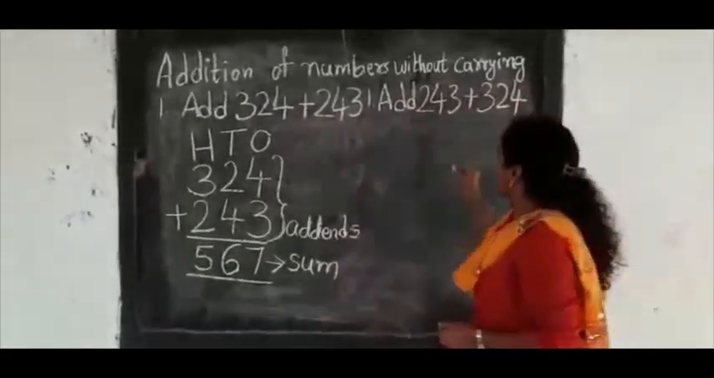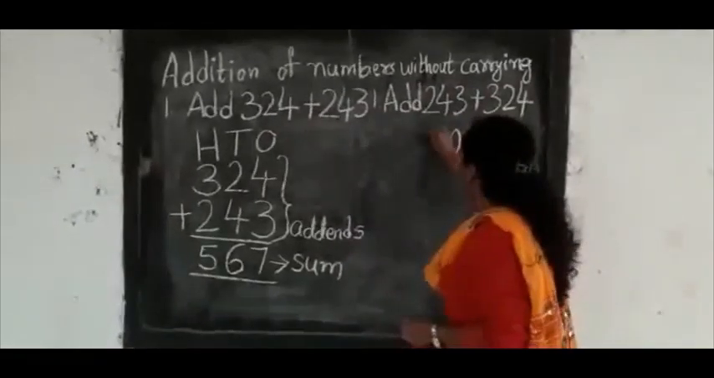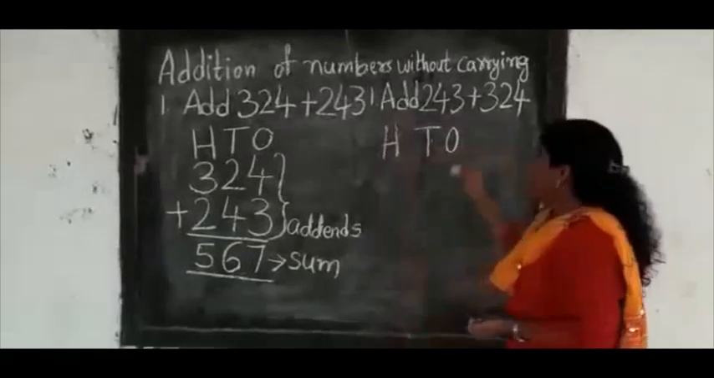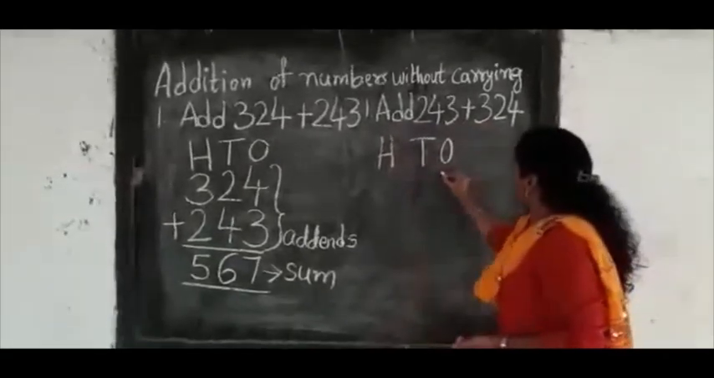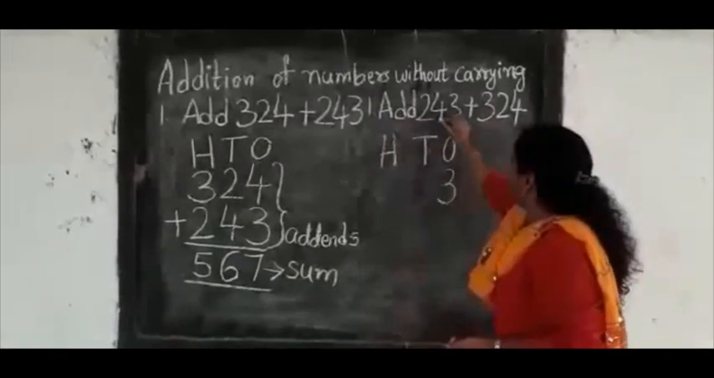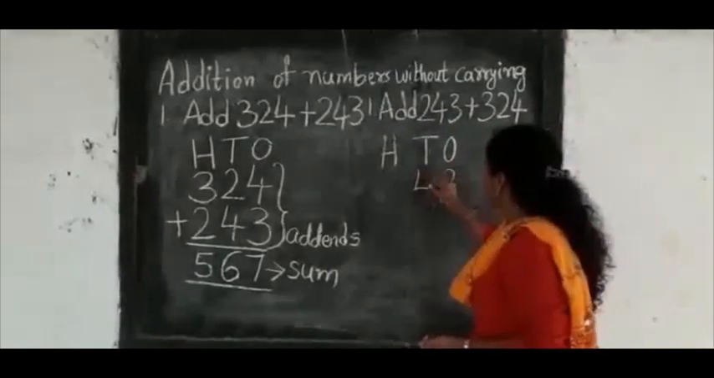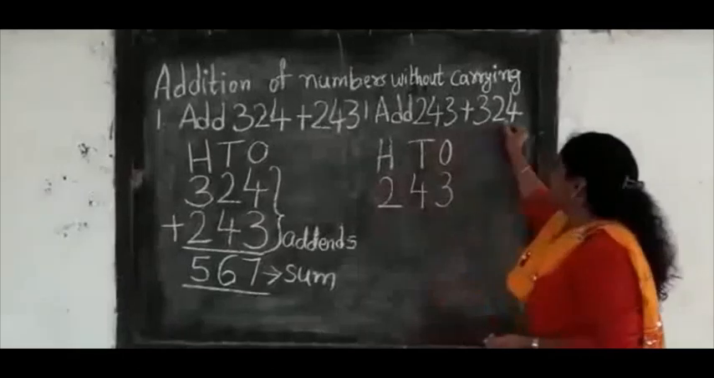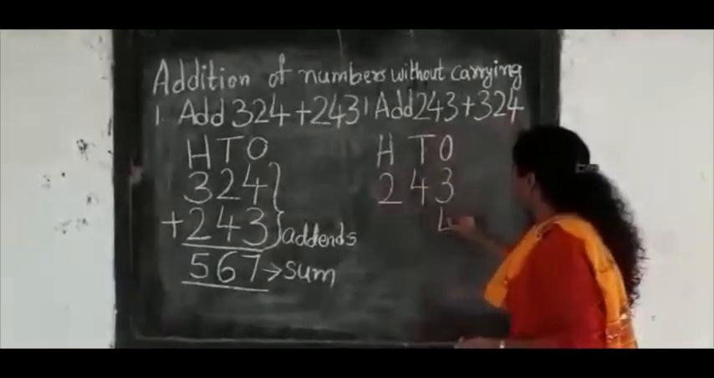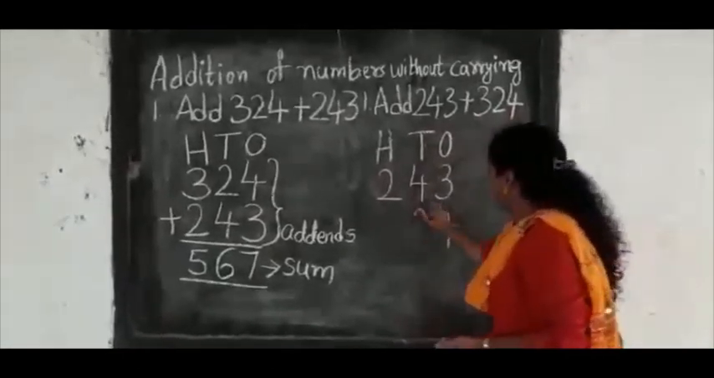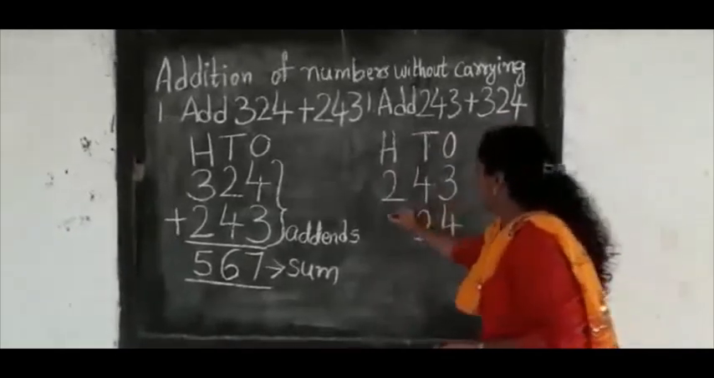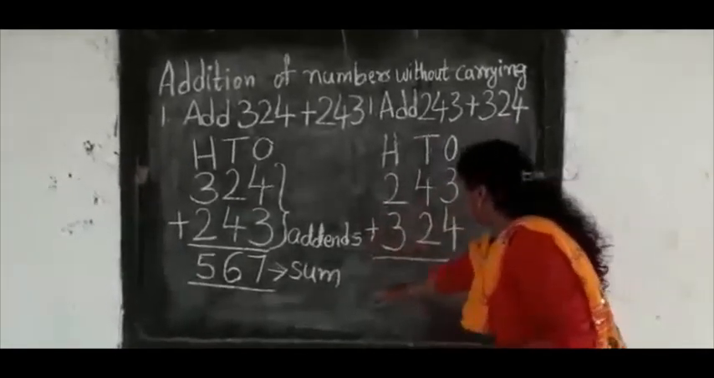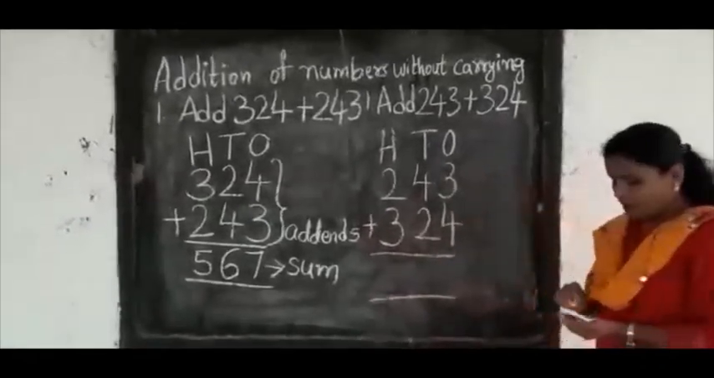Now arrange these numbers in their places. Ones, tens, hundreds. Here 3 comes in ones place, 4 comes in tens place, 2 comes in hundreds place. 3, 2, 4, right? 4 in ones place, 2 in tens place, 3 in hundreds place. Put the symbol of addition. Start doing the addition from the ones place.